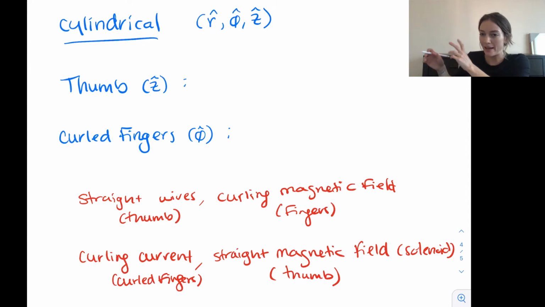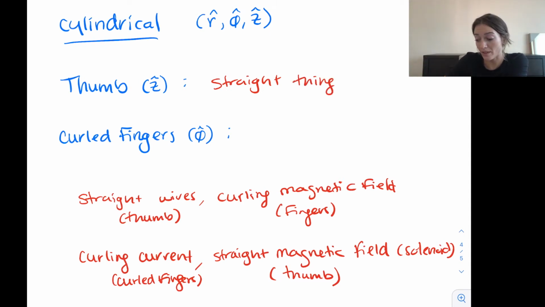I know it sounds stupid, but it really is this easy. You just point your thumb in the direction of the straight thing. So whatever is in your problem, whether it's a uniform straight magnetic field or a straight current, you just point your thumb in that direction. And then your curled fingers will be whatever the curling thing is. So it really is that simple.